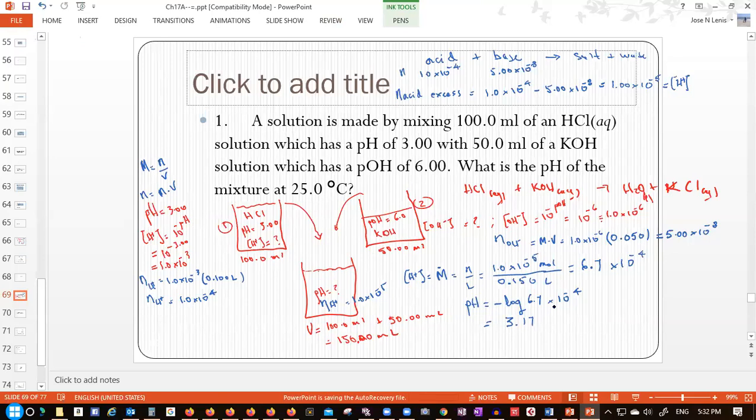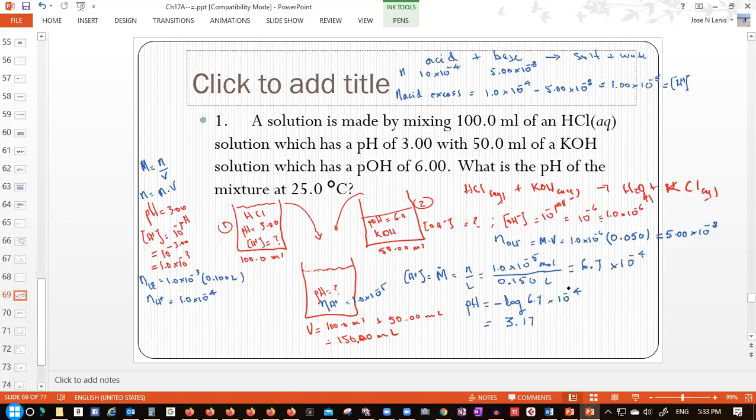When you're working with acids and bases, see which one is neutralizing, measure the number of moles, take into account the volumes to find new concentrations, etc. I did a complete analysis here, and you can apply this analysis to solve any acid-base neutralization process or titration.